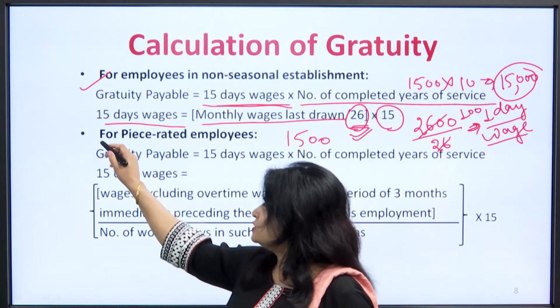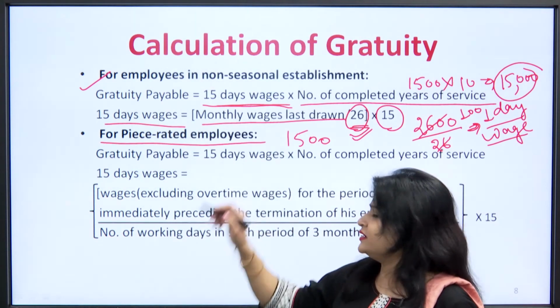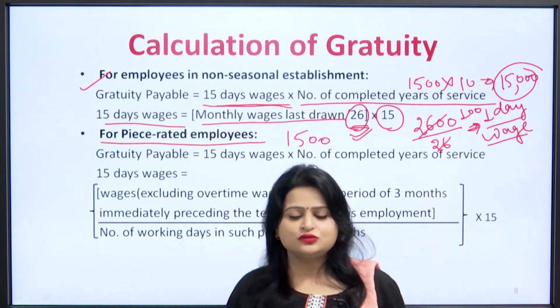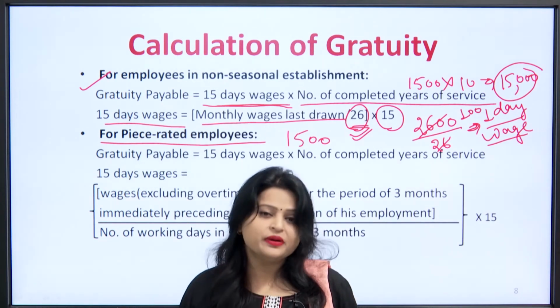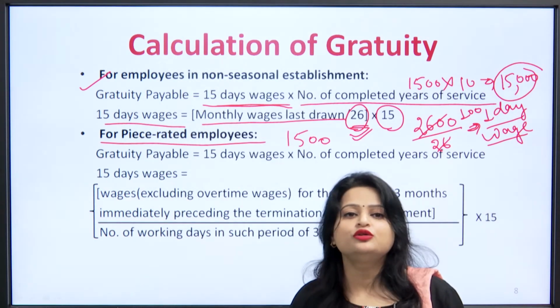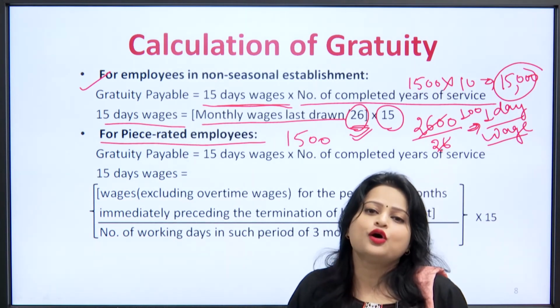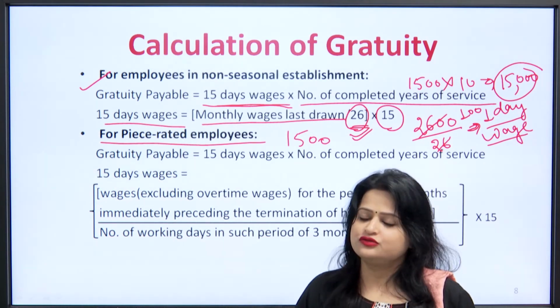The second condition is for piece-rated employees, the employees whose wages are based on per unit production. In that case, how will we calculate the amount of gratuity?